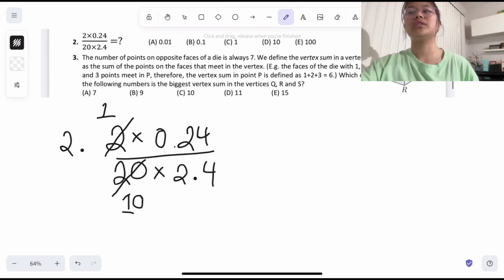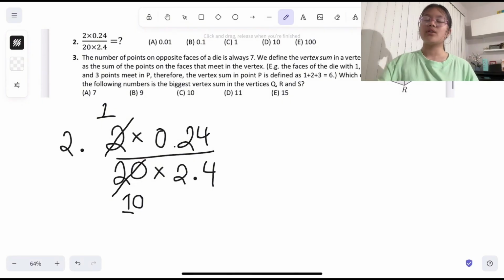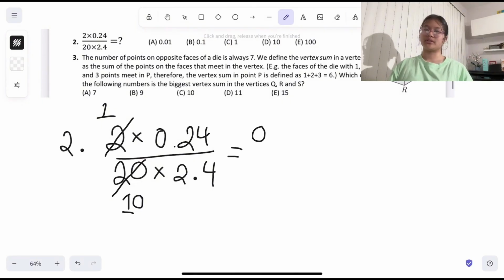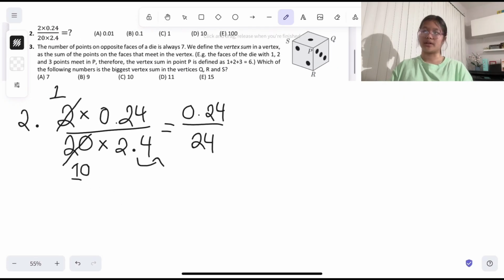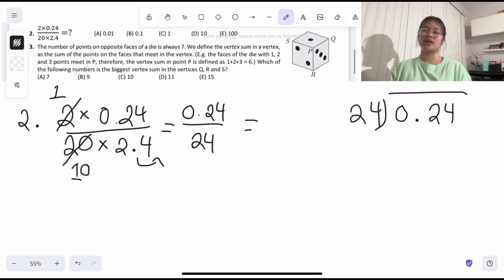So put on the equal sign, since the others don't really share factors. We can just do 0.24, because it's 1 times 0.24, and 10 times 2.4, and since we just moved the decimal point, it would be 0.24 divided by 24. And now to do this, you can do the division way. We can multiply by 100 on each side of the division to get rid of the decimal point. So now it becomes 24 divided by 2,400.